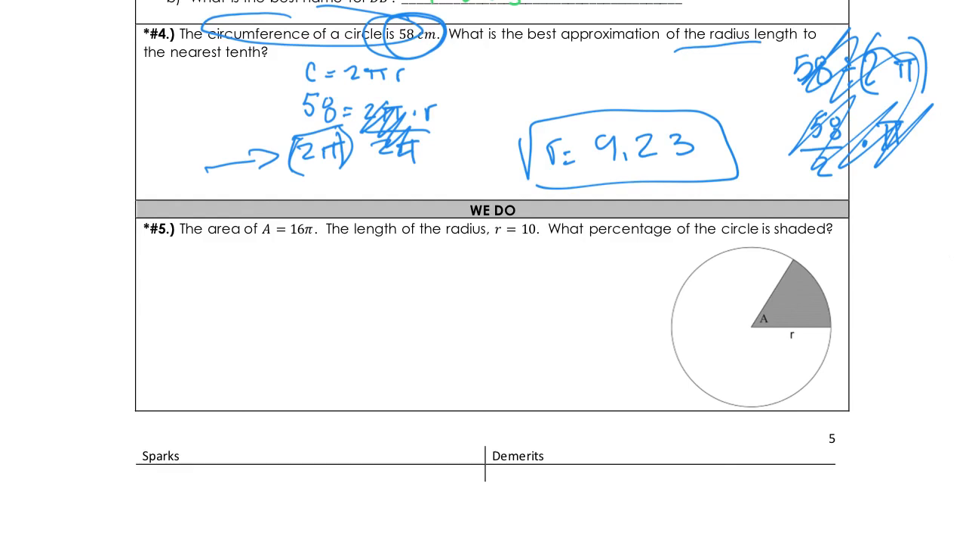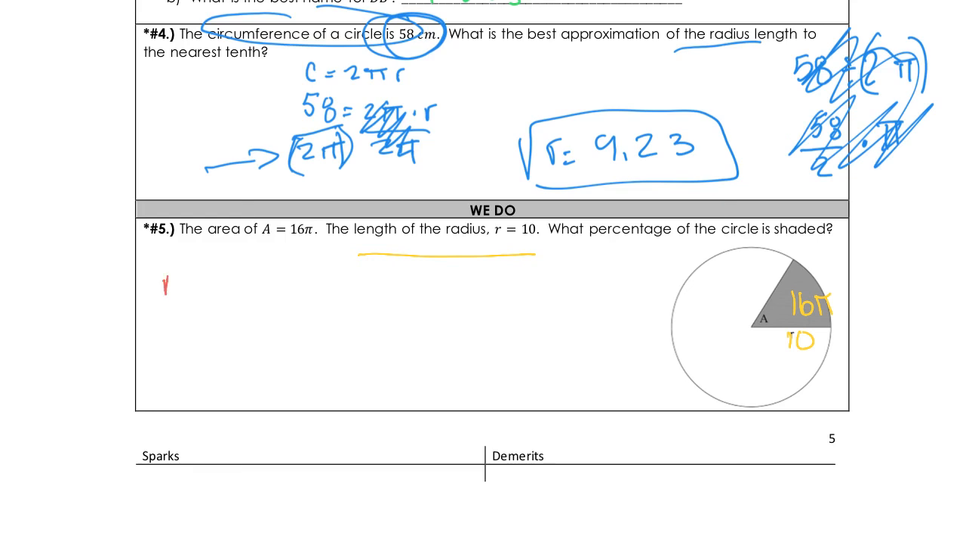For the redo, just a quick one with percents again. I'm going to go through it super fast. The area of A is 16 pi. So this is 16 pi. The radius is 10. What percent of the circle is shaded in?